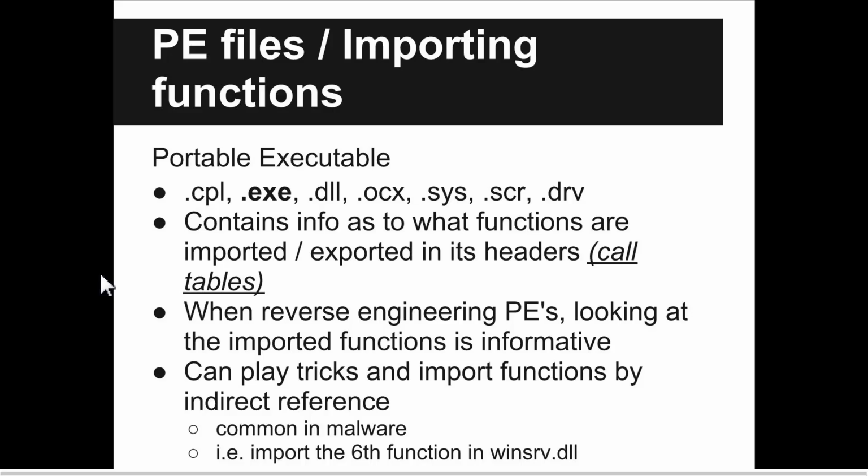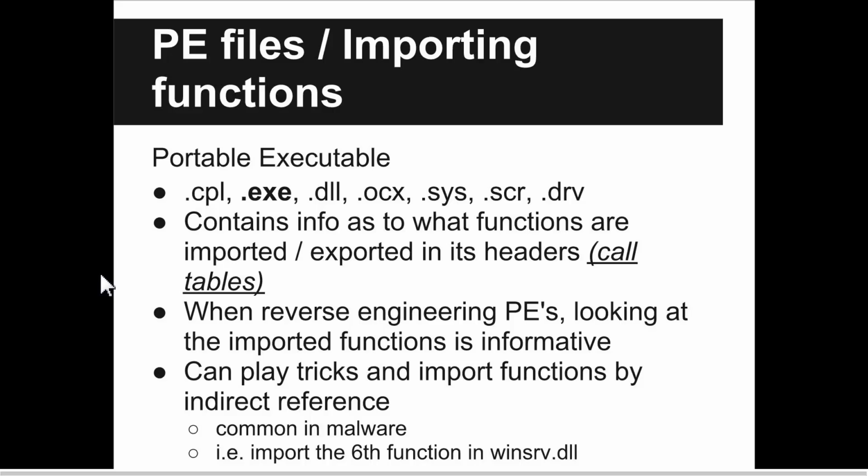Like I said, those are kernel mode drivers. .scr, I have no idea what that is. I can't remember what that is. I should know. Anyways, and then DRV, pretty sure that's user mode driver. It contains information as to what functions are imported as well as exported in its headers. These are contained in call tables. In user mode, it's the import address table, the IAT. I'll get to that in a second.